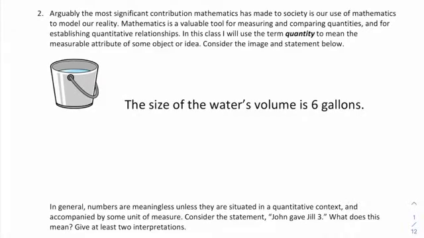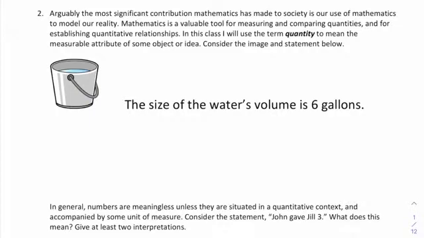Consider the image and statement below. So we have a picture of a bucket with some water in it, and let's say the size of the water's volume is 3 gallons. The object of our quantitative focus here is not the bucket, it's the water. You can imagine the bucket just disappearing and the water being held there in place by some invisible container. I don't care about the bucket. I don't care about how much water the bucket can hold. I only care about how much water is currently in the bucket.